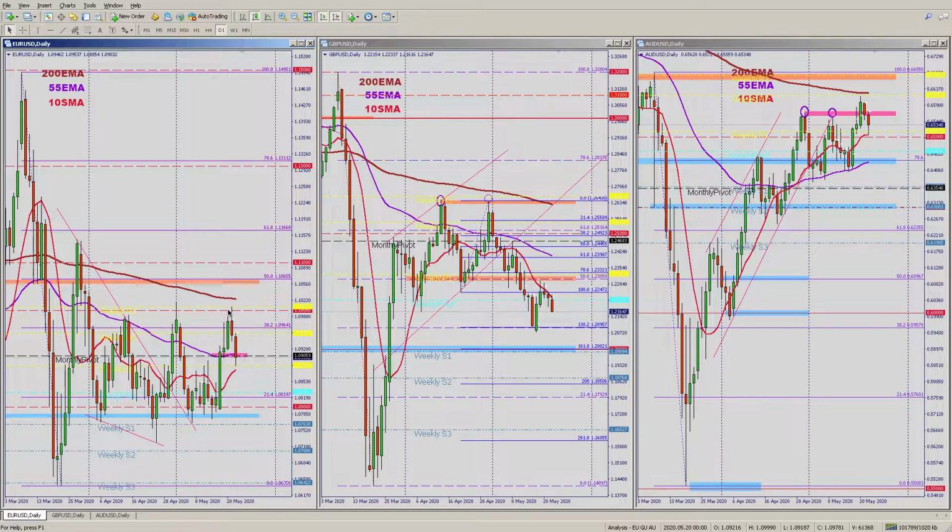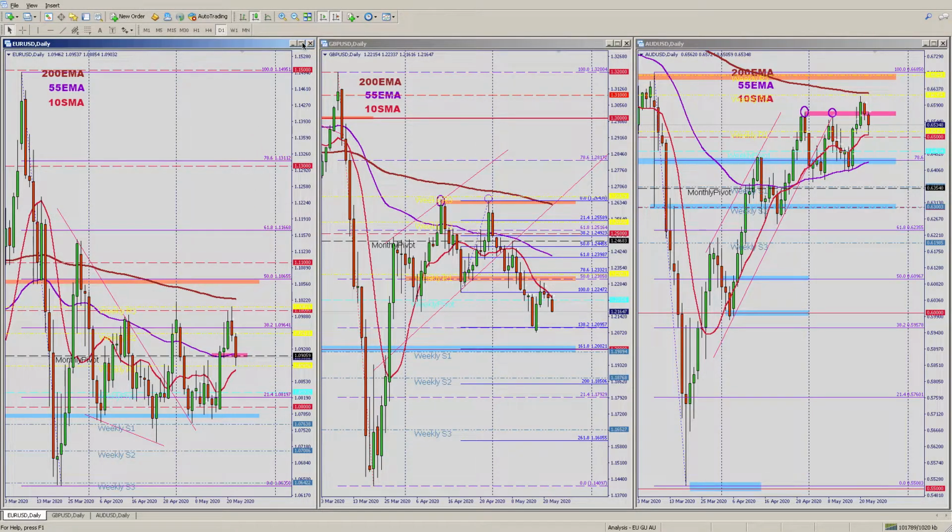And this is the weekly analysis for Euro, Cable and the Aussie dollar for the 4th week of May next week. And as you can see across all the three major pairs, they're still trading in a range, and all of them actually moved up 200 pips at the start of the week, and then retraced about half of that towards the end of the week.